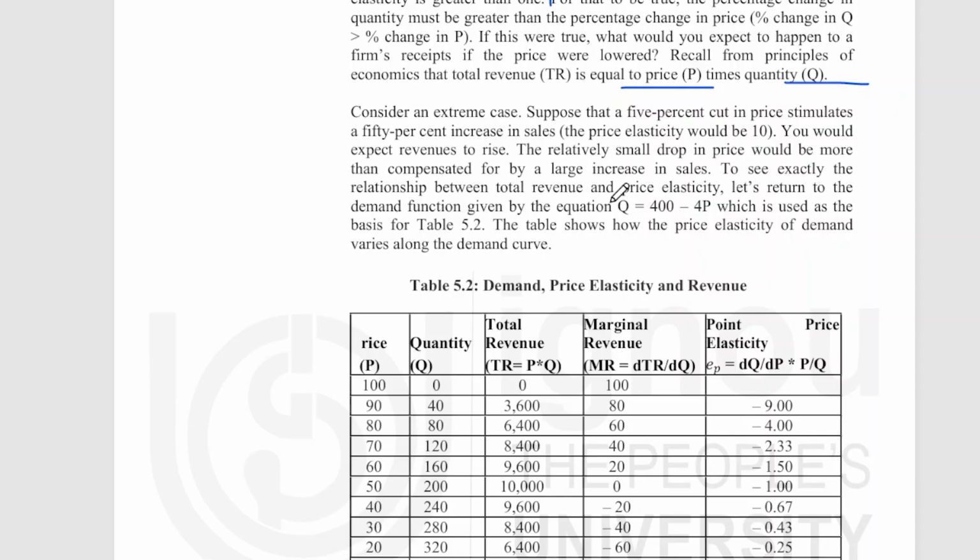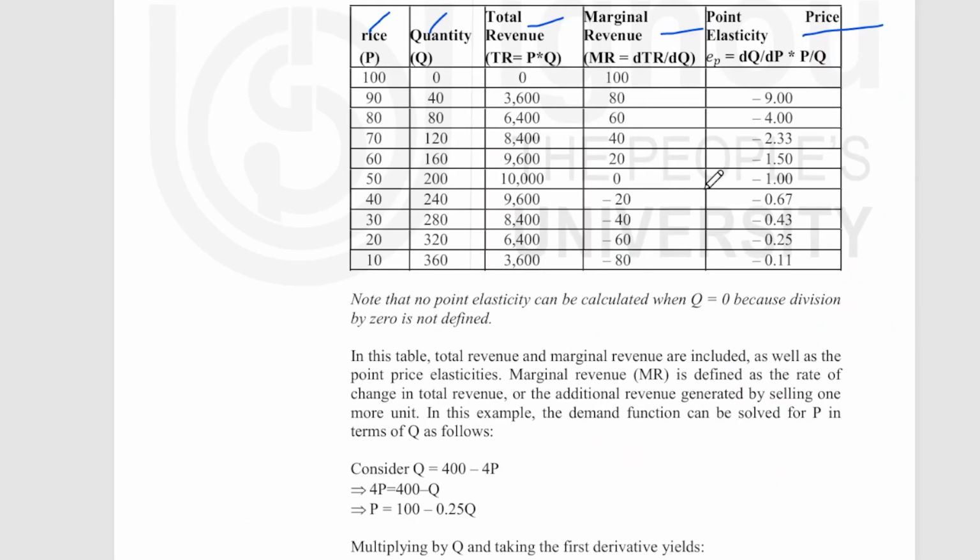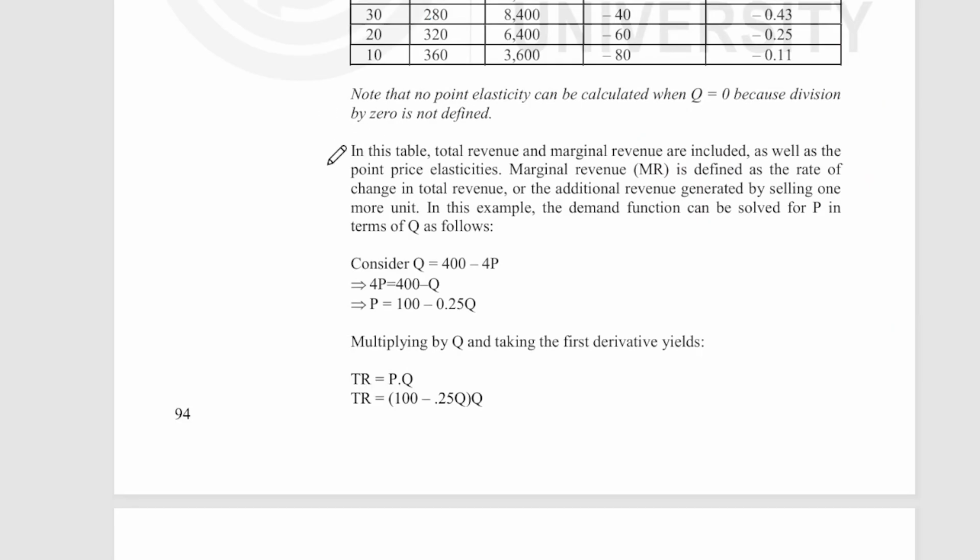given by the equation, that is Q. So here is the table, Table 5.2, demand, price elasticity and revenue, and here is price, here is quantity, total revenue, marginal revenue and point elasticity is here. Okay, so in this table, the total revenue and marginal revenue are included, as well as the point price elasticity. And marginal revenue is defined as the rate of change in total revenue, or the additional revenue generated by selling one more unit.